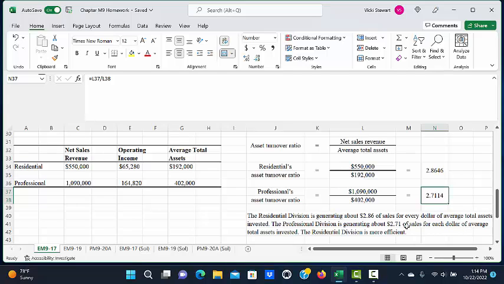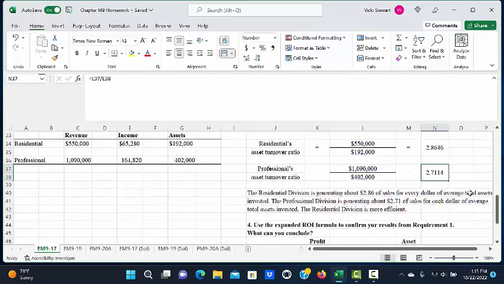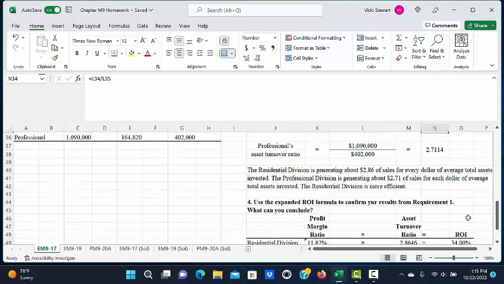2.7114. So we can see that the residential division is generating about $2.87 of sales for every dollar of average total assets invested, and the professional division is earning about the same, $2.71 of sales for each dollar of average total assets invested. The residential division is slightly more efficient in using its assets.